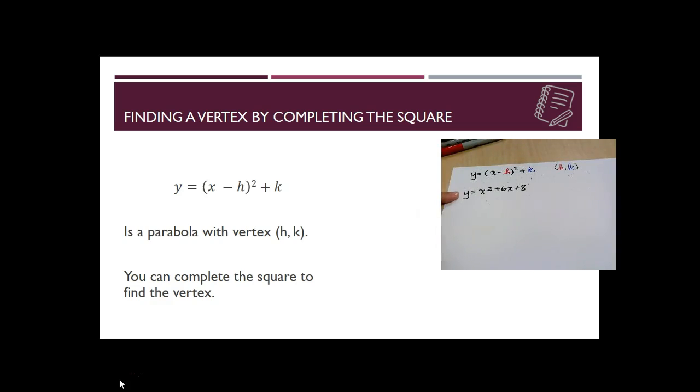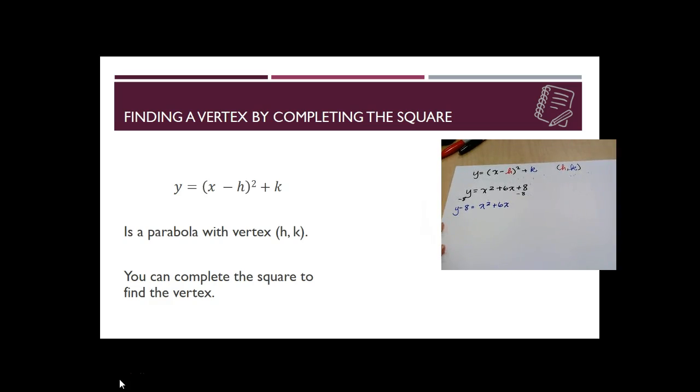When I look at my parabola equation, the first thing I realize is that my c is on the right-hand side, and I need to move the c to the opposite side so I can make a perfect square. So I'm going to subtract 8 on both sides. Actually, I'll switch over to blue just to make it a little easier on you guys. So I'm left on this side now with y minus 8 equals x squared plus 6x.